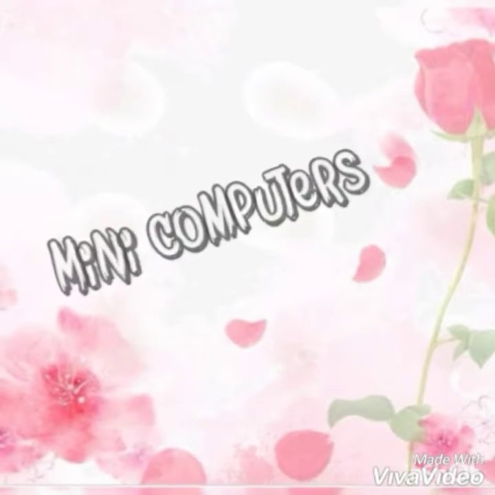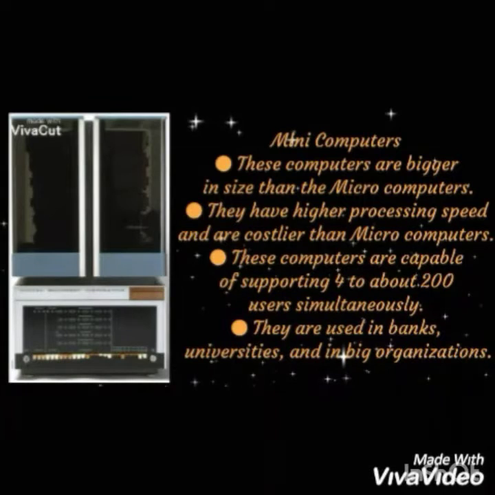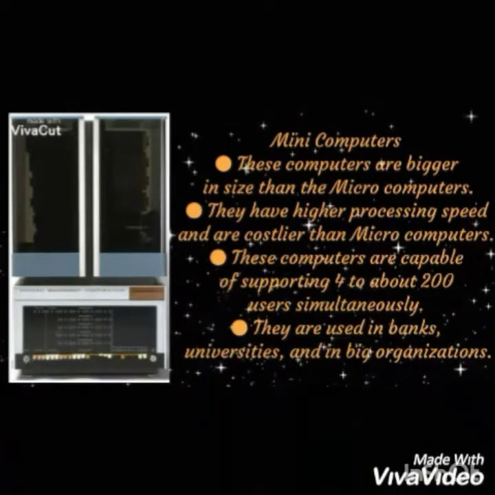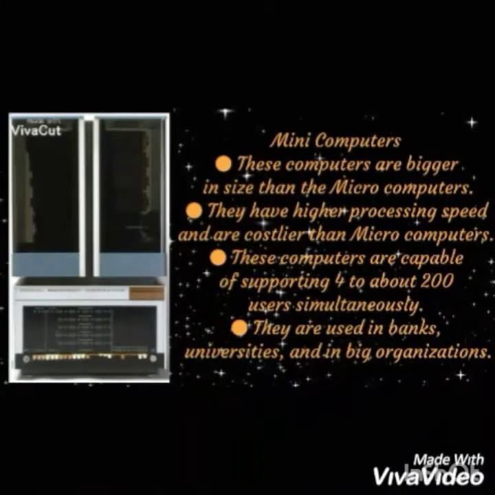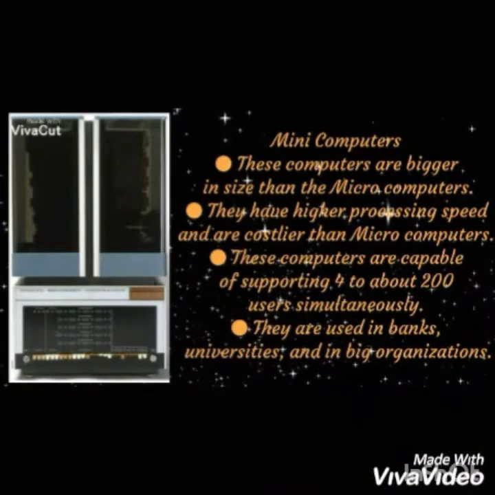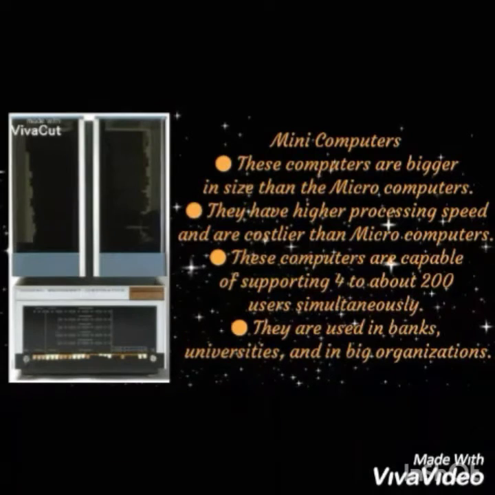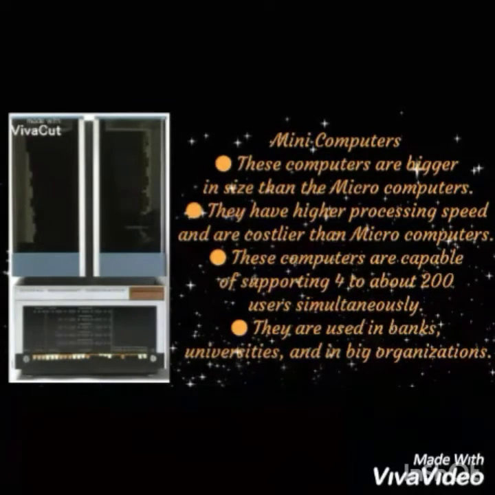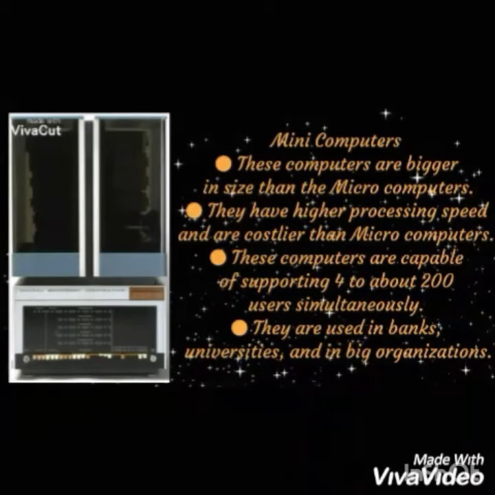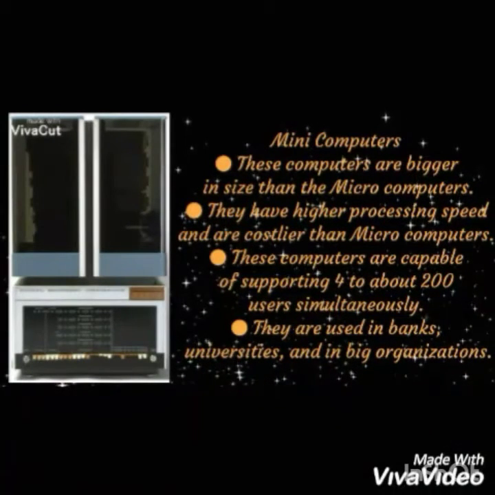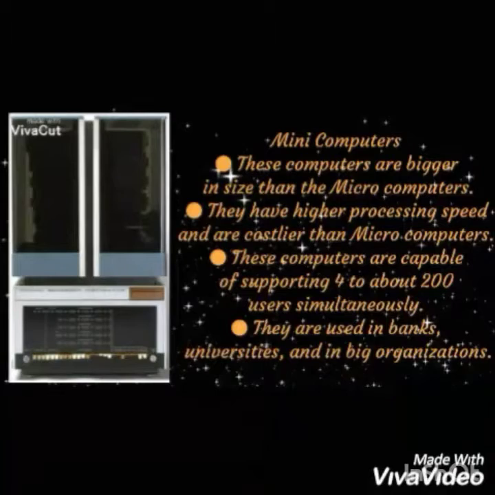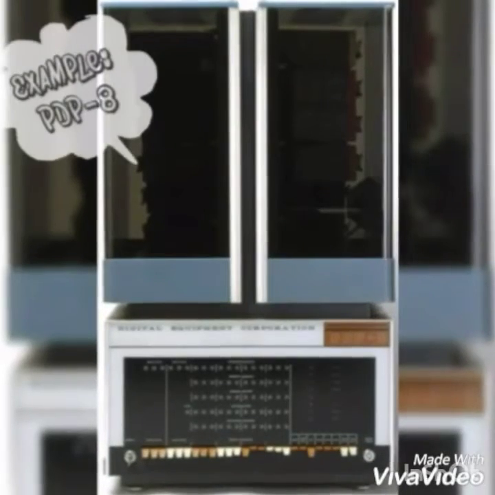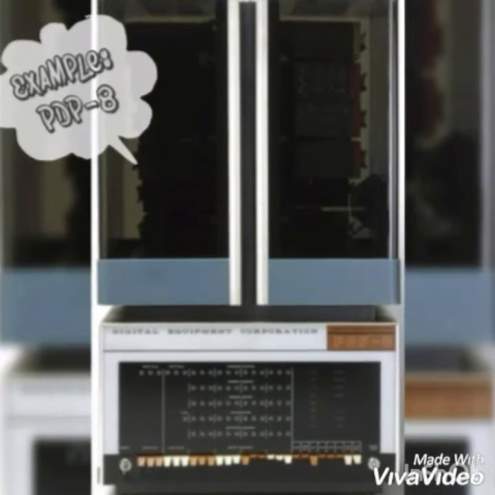Second is mini computers. These computers are bigger in size than the microcomputers. They have higher processing speed and are costlier than microcomputers. These computers are capable of supporting 4 to about 200 users simultaneously. They are used in banks, universities, and in big organizations. This is an example of mini computer.